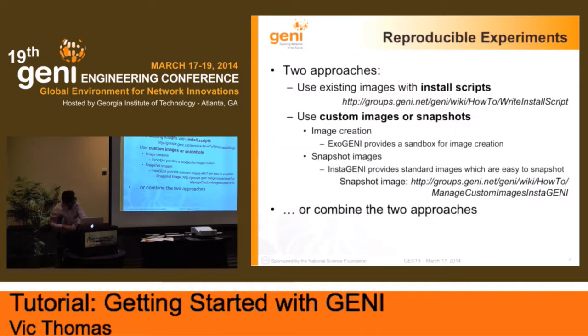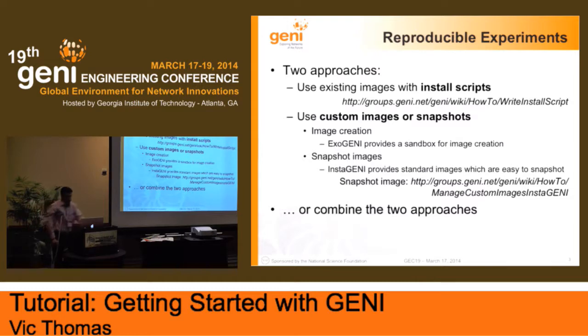Okay, yeah. So reproducible experiments. So sharing experiments. We talked about install scripts, one way to do it. Sometimes it takes a lot of configuration to prepare to get your experiment running. You might need to install packages, and so it might take a lot of time, and then you don't want to do that every time you run your experiment. So one thing you can do in GENI is take a snapshot of your OS image, and essentially create your custom OS image.